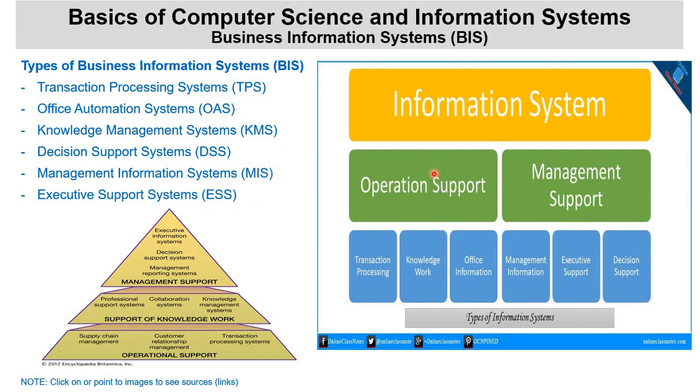But basically you see that on a business level, the information system is divided into operation support, where you have systems that help you in the operational aspect of your work, and the management part, where there are systems in place to support business decisions and activities that are going on for the management part. And based on what you see, there are 6 types of information systems.